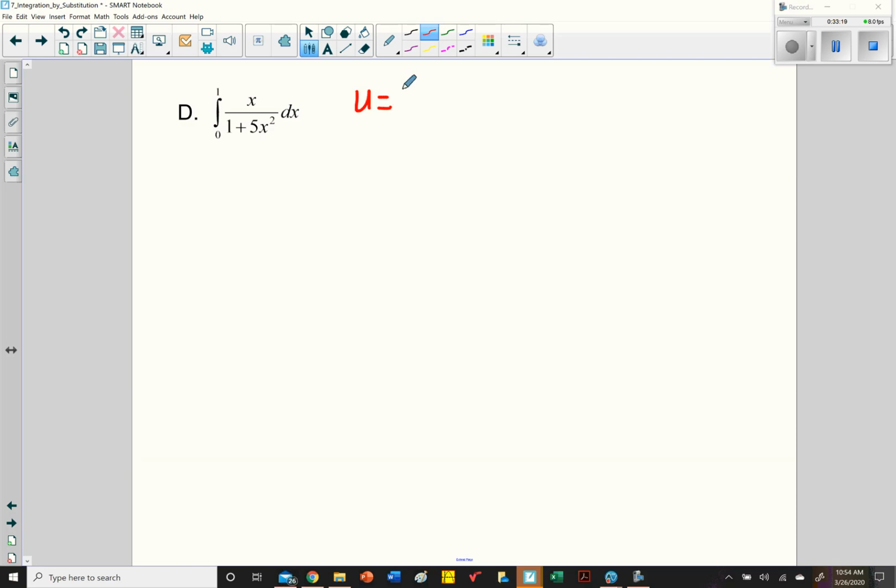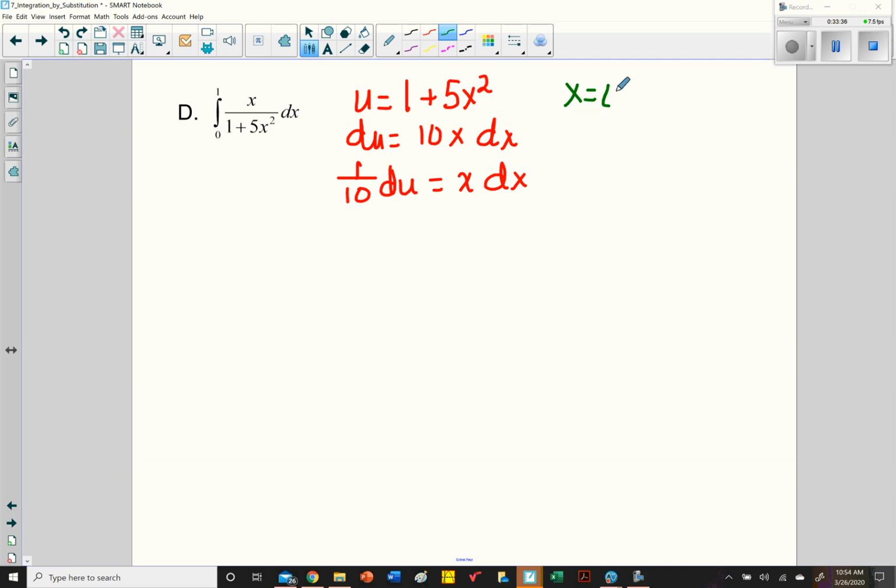So same thing, they're pretty much straightforward. 1 plus 5x squared, du is 10x. We're off by a factor of 10 to get our numerator. When x is 0, u is 1. When x is 1, u is 6. So new lower bounds and upper bounds: 1 on the bottom, 6 on the top.